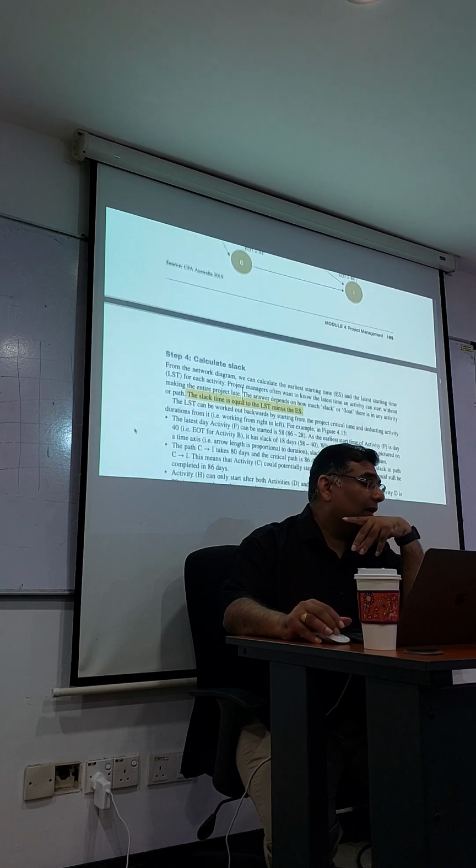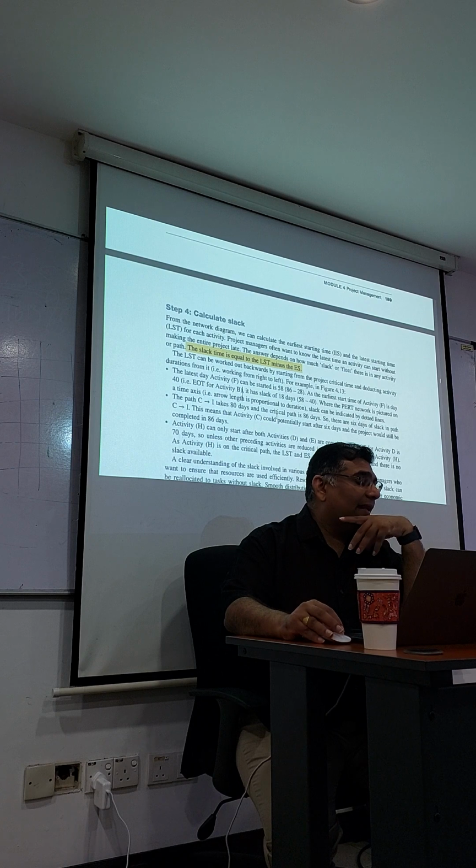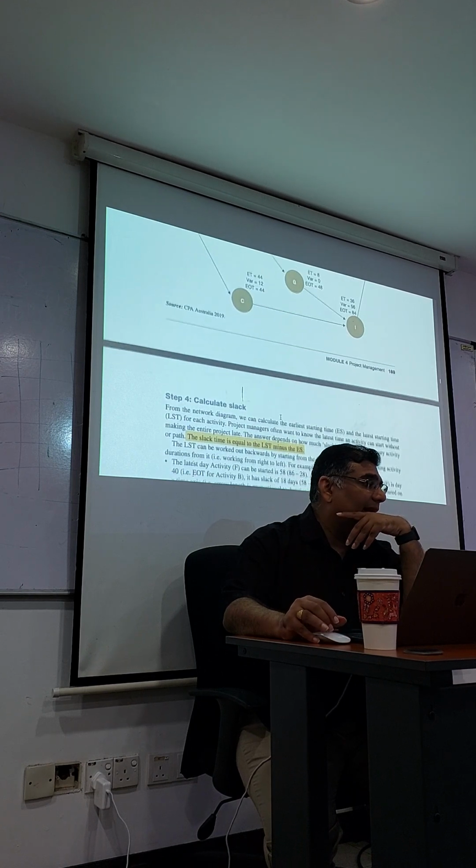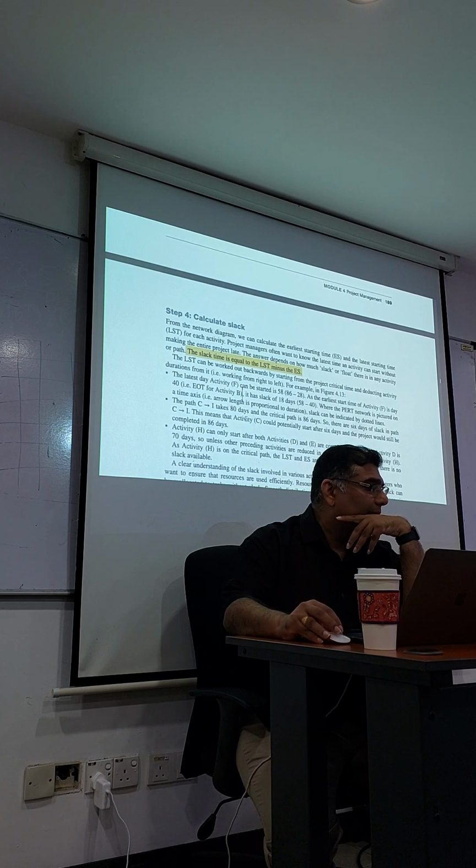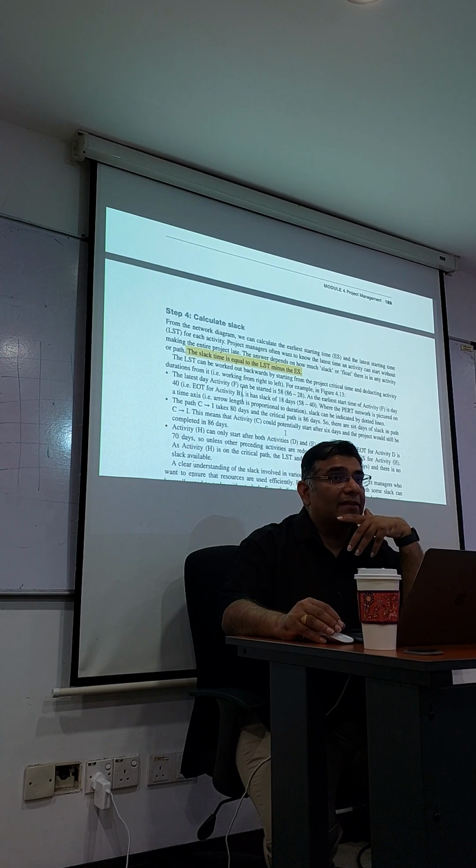Okay. C to I, alright? Takes 80 days. Okay, 80 days. C to I takes 80 days. The critical path is 86 days. So there is 6 days slack in the C to I range. Okay? This means activity C could potentially start after 6 days. Follow? After 6 days, and the project will still be completed in 86 days.